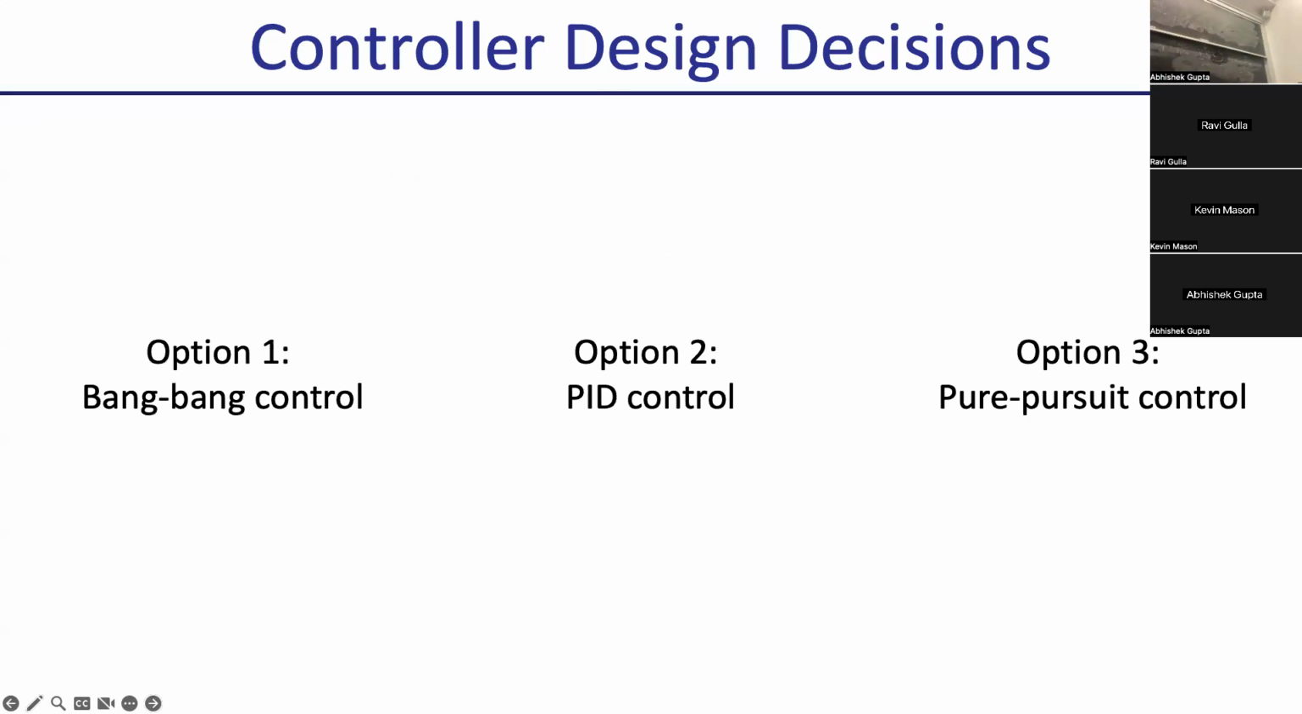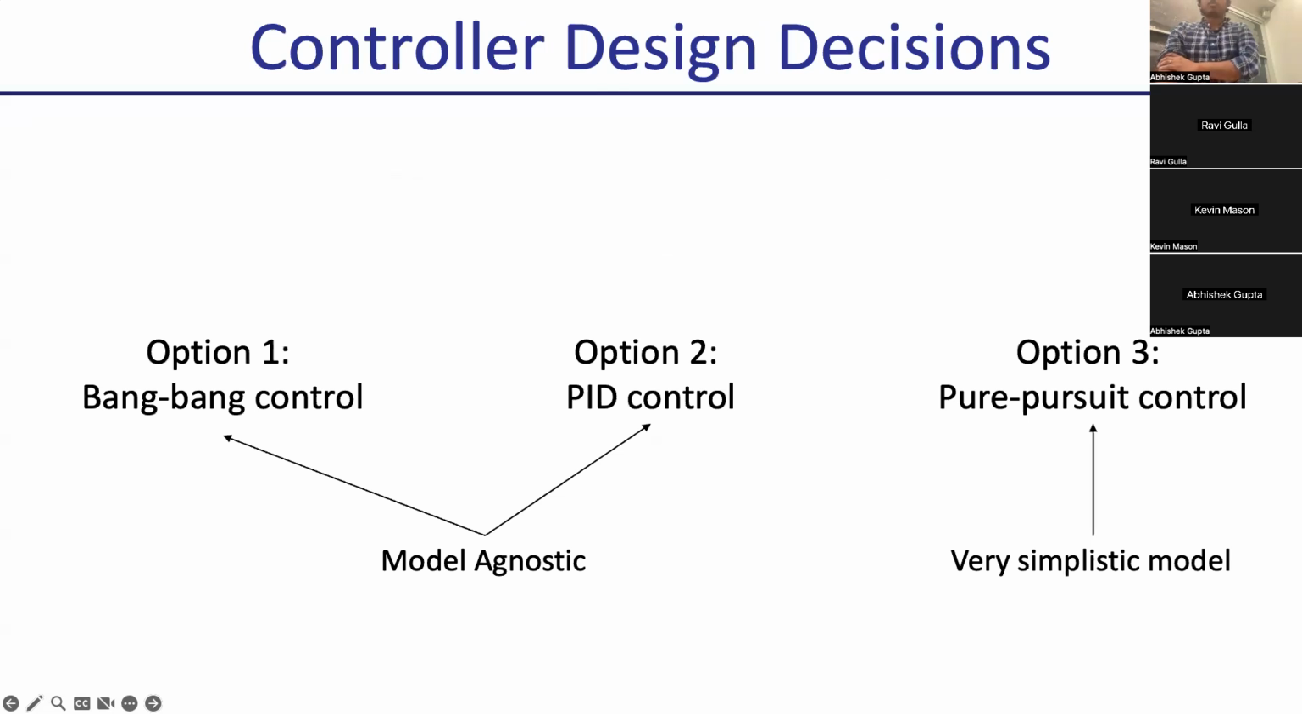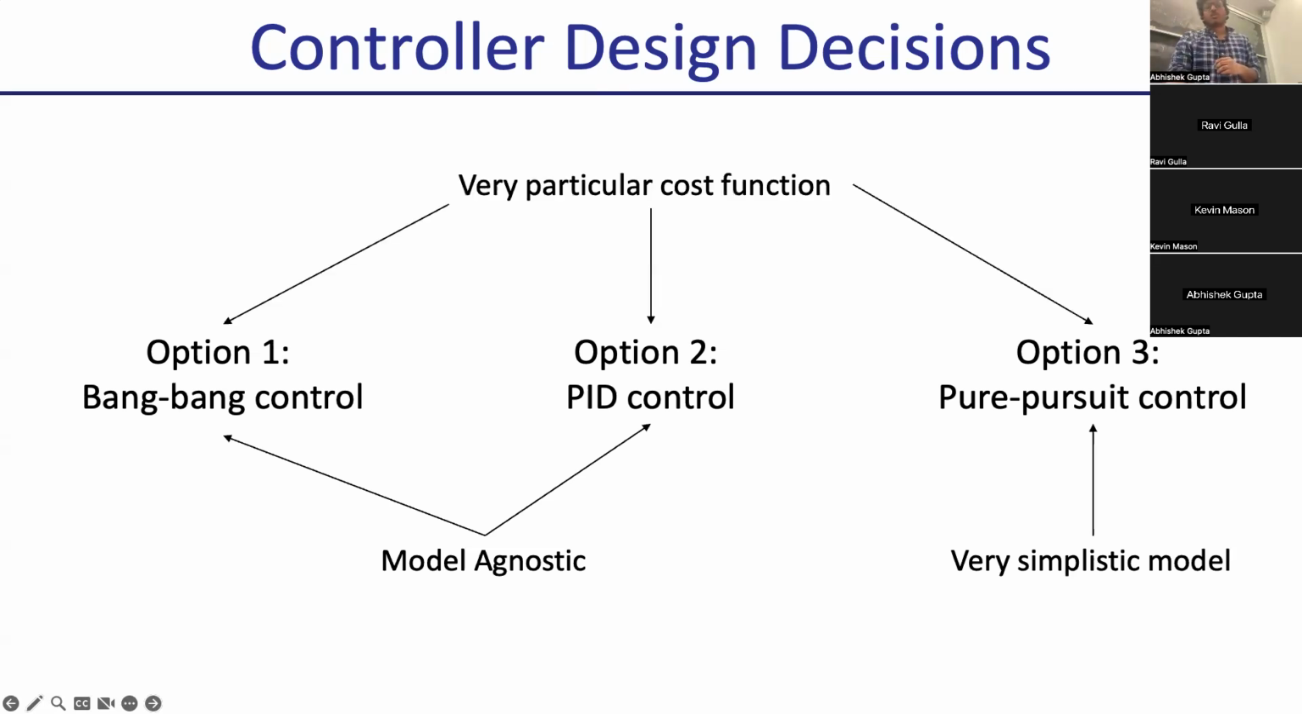We talked about bang-bang control, PID control, and pure pursuit. The issue with bang-bang control and PID control is that they're model agnostic. They don't take into account the dynamics of your system or your domain knowledge. And pure pursuit takes into account too much of your domain knowledge. It's like only moving in circular arcs, and so it only works for simplistic models. What we really want is something that works for a more general class of models and for a more general class of cost functions.